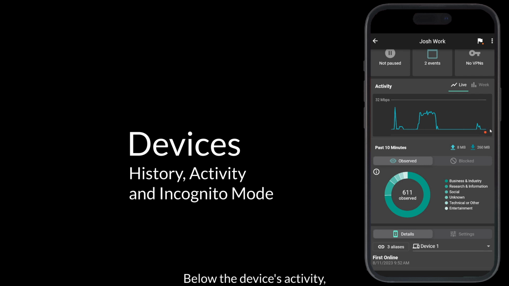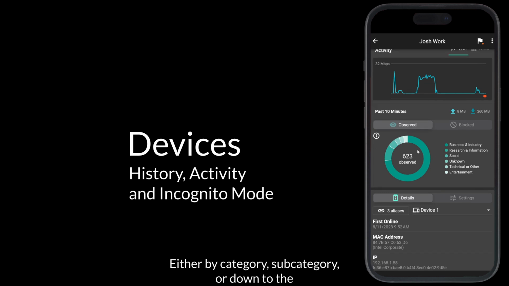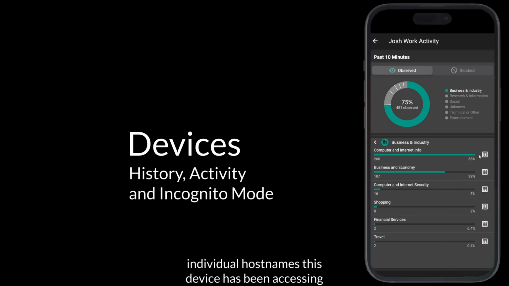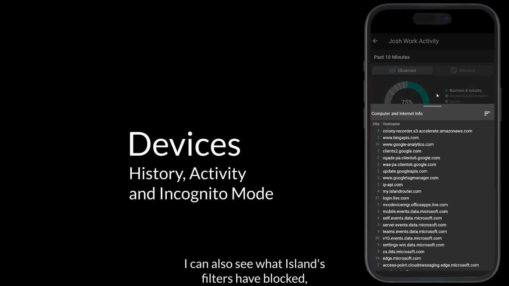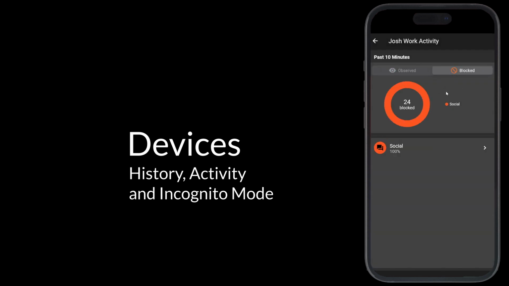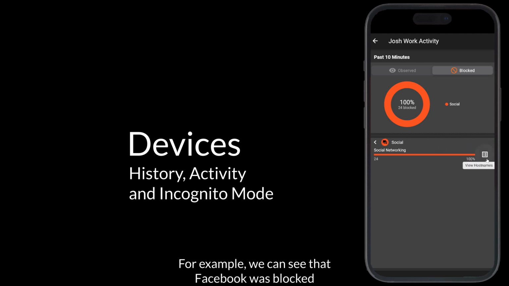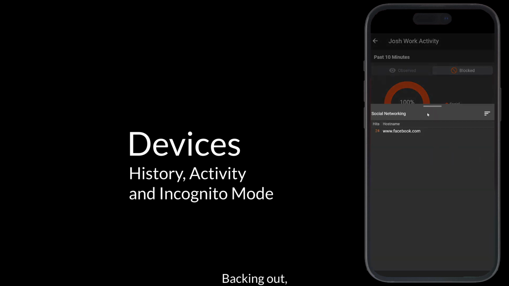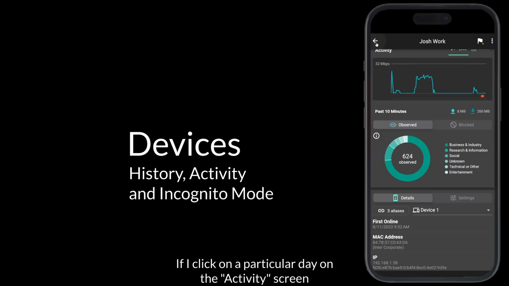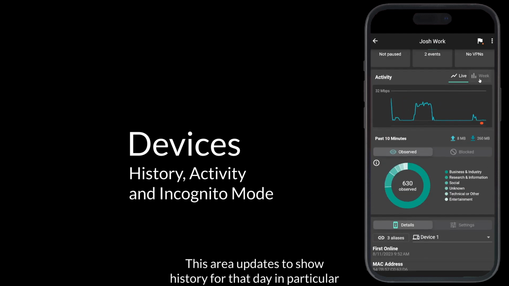Below the device's activity, I can see where this device has been going online, either by category, subcategory, or down to the individual host names this device has been accessing. I can also see what Island's filters have blocked. For example, we can see that Facebook was blocked. Backing out, if I click on a particular day on the activity screen, this area updates to show history for that day in particular.